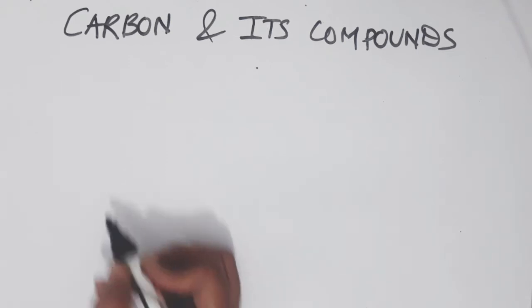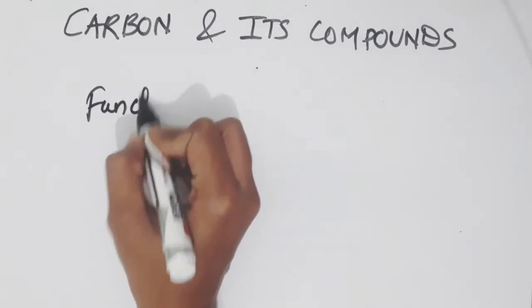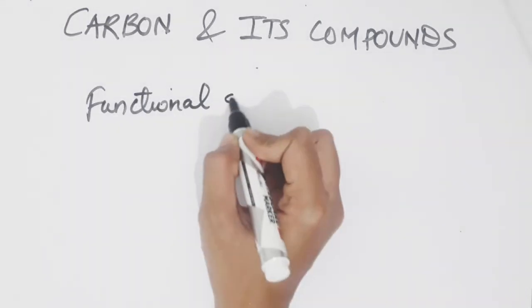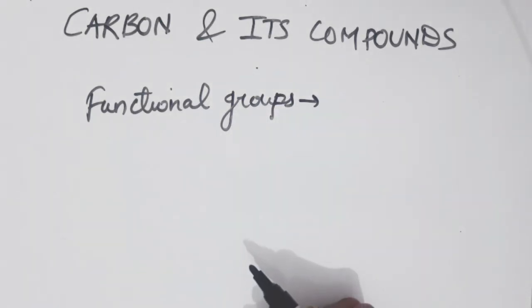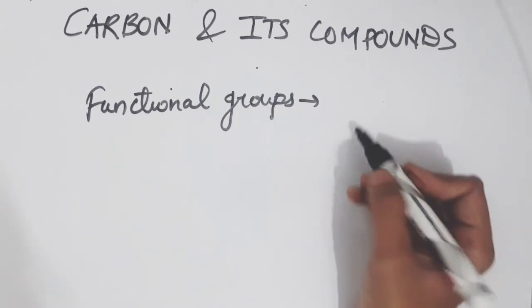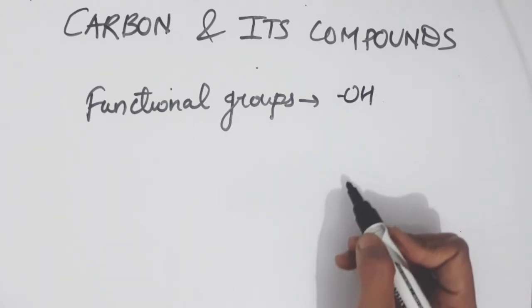So another important topic is functional groups. An atom or group of atoms that replaces one hydrogen and defines the structure and properties of organic compounds is known as a functional group. So these are the atoms which, on addition to the corresponding alkanes or alkenes, will give different properties than the parent compound. Examples are the OH group, also known as the alcoholic group.